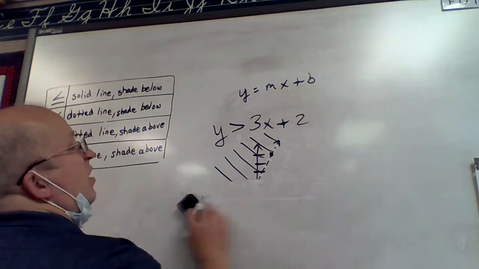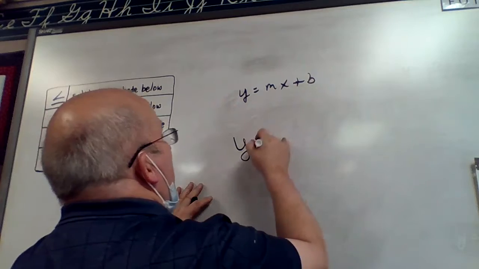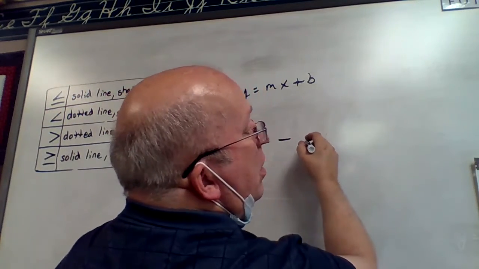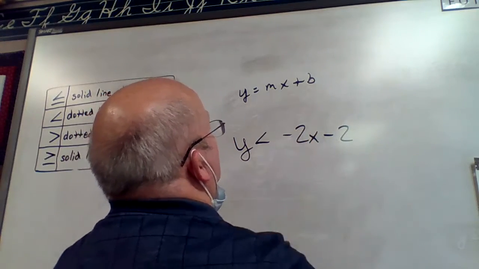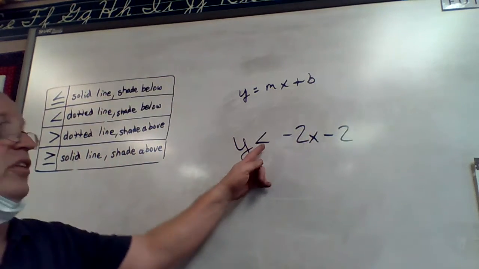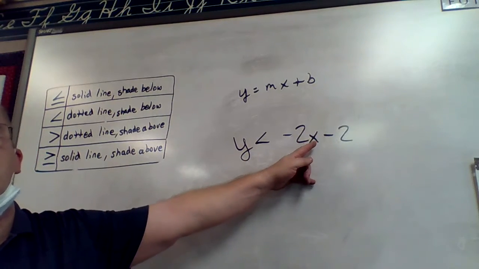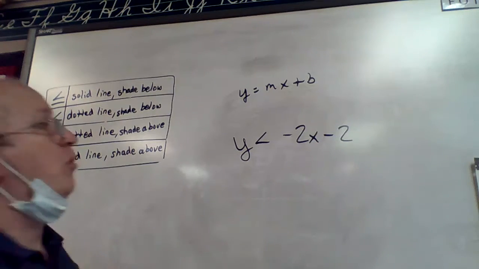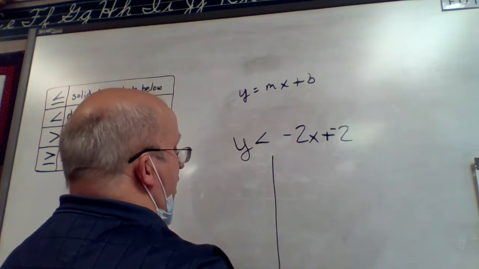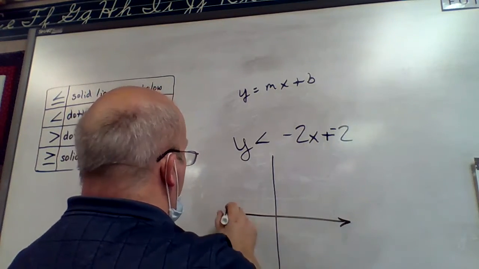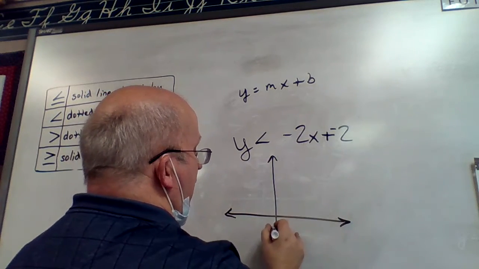Let's try another one. What if I have something like y is less than negative 2x minus 2? Uh-oh, first thing I notice, that's not in slope-intercept form. I've got to change that to adding a negative. But after that, where do we put our first dot? We put our first dot at negative 2 on the y-axis, right?